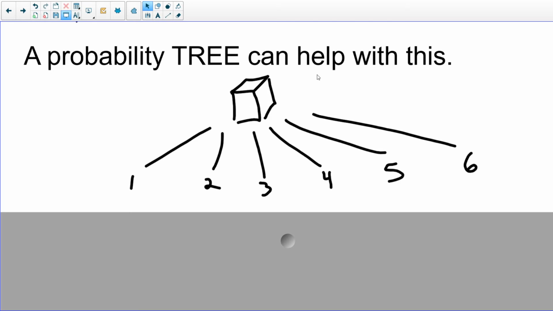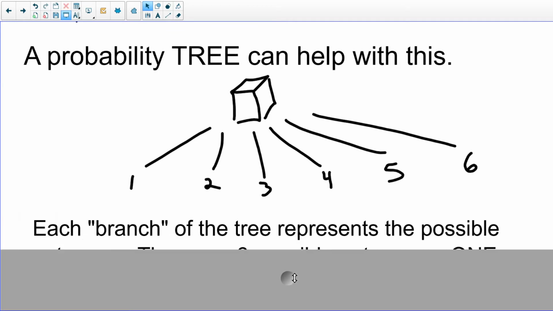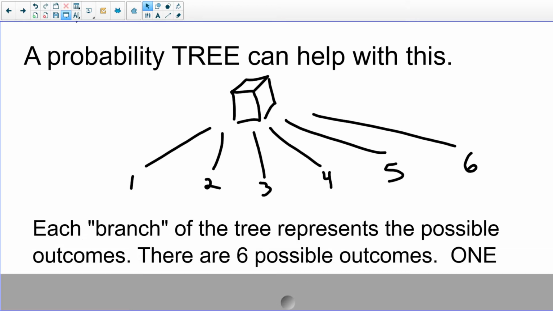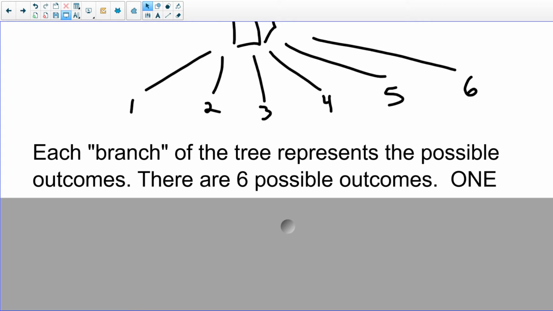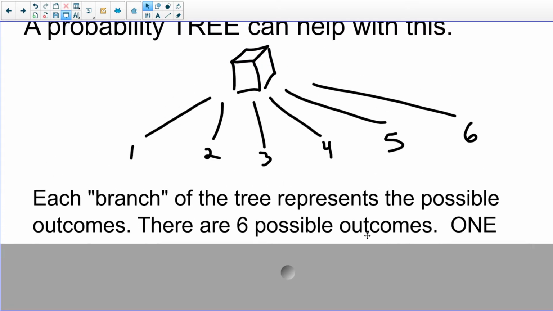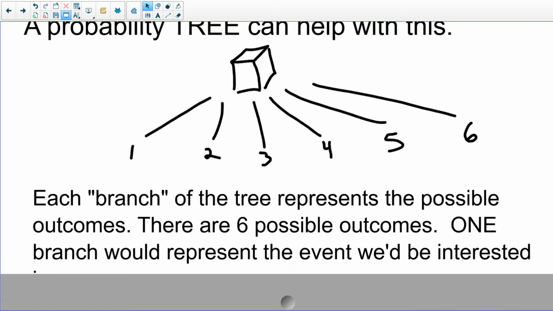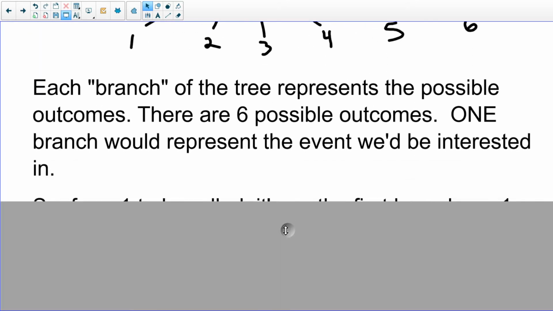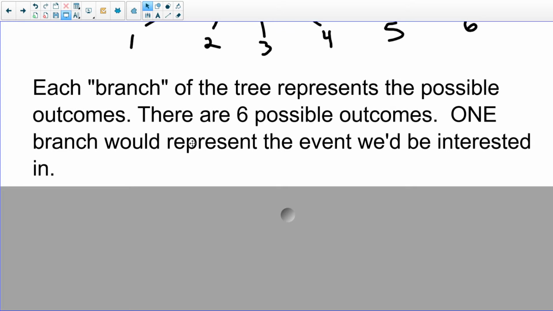If you think of a deck of cards, there are 52 cards in a deck. The tree would be a little bit hard to draw if you had to draw 52 branches here. Okay. So what each branch of the tree represents is each of the possible outcomes. So as I said, there are 6 possible outcomes for rolling a die. So one branch would represent the event we'd be interested in.